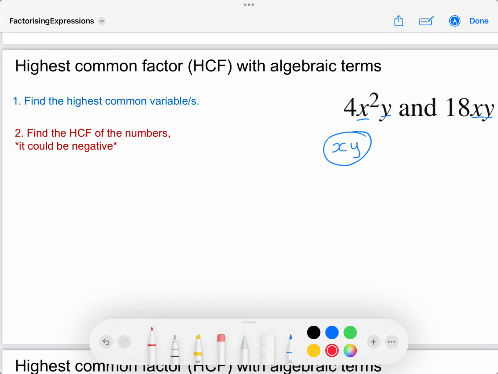Now I need to find the highest common factor of the numbers. So I need to think of my factors of 4 and my factors of 18 and find the highest one they share. My factors of 4 are 2 and 2, 1 and 4, and my factors of 18 are 6 and 3, 9 and 2, 1 and 18. Looking at those two lists, I can see my highest common number factor is 2. So overall, the highest common factor of these two terms is 2xy.